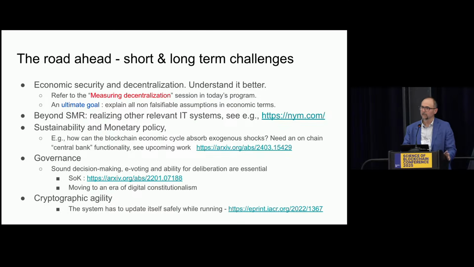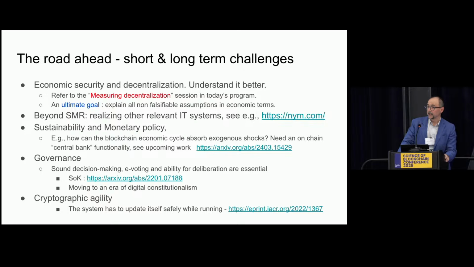First, economic security and decentralization. These are important questions that we have to understand better and design systems that can achieve them. For decentralization, you can refer to the earlier session in the program today, where there are a lot of things that, as a community, we have to do to measure it meaningfully. For economic security, an ultimate goal here would be that all non-falsifiable assumptions are translated to economic terms, so we essentially end up with security statements that are more plausible.